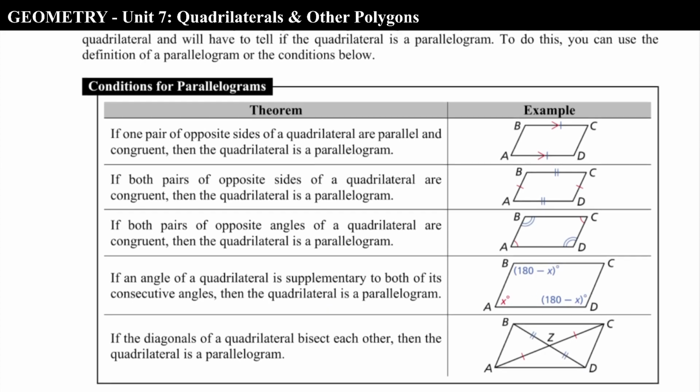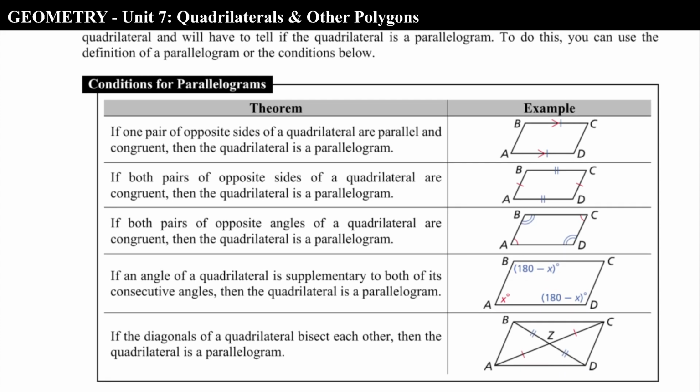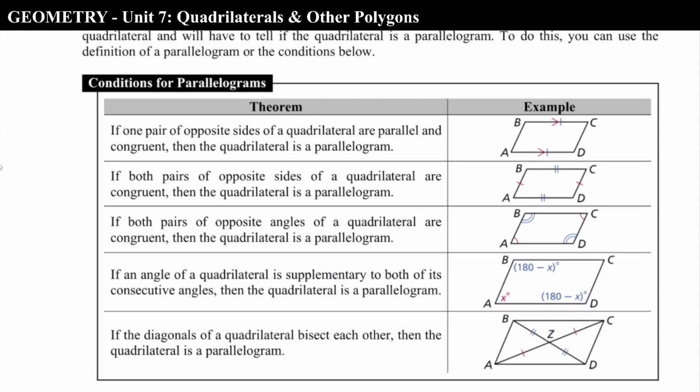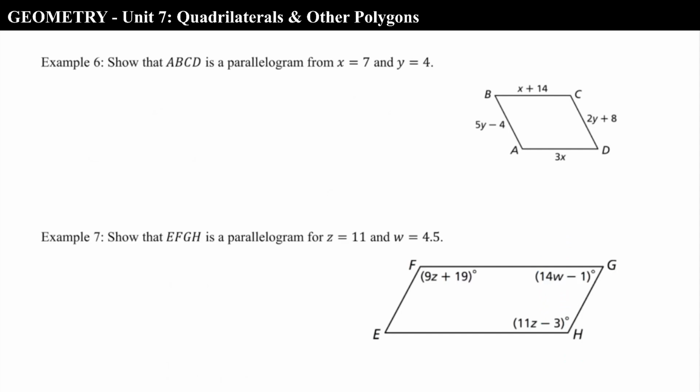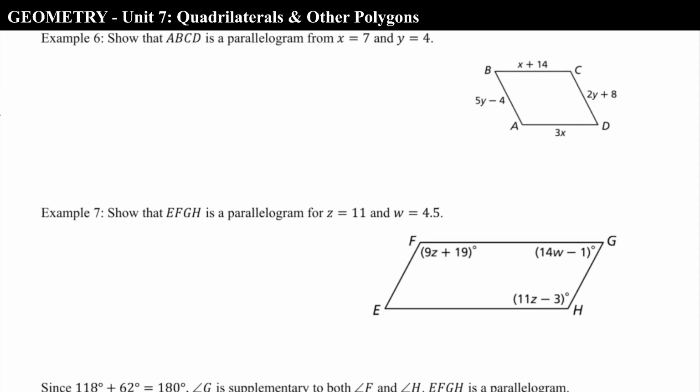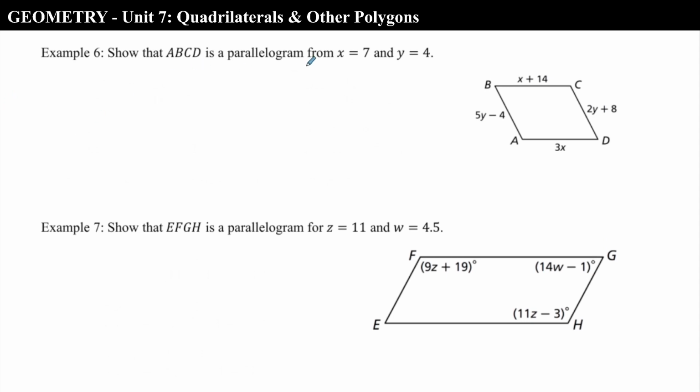If the diagonals of a quadrilateral bisect each other, then we have a parallelogram, and that's our last condition. So having these conditions, we are going to do a few examples. We want to show that ABCD is a parallelogram if we know that x is 7 and y is 4.